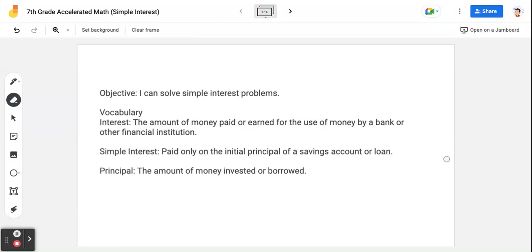And principal is the amount of money that is either invested into a company or into a bond, certificate of deposit, a stock, or the money that's borrowed. So something that you might get from a loan. If you buy a house, if you buy a car, a business loan, whatever the case may be. Student loans, right?